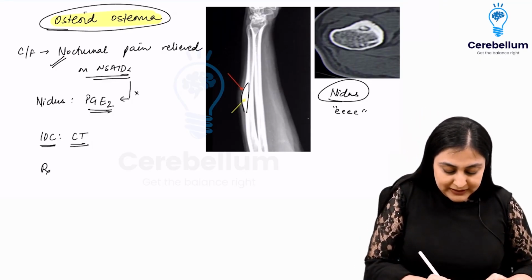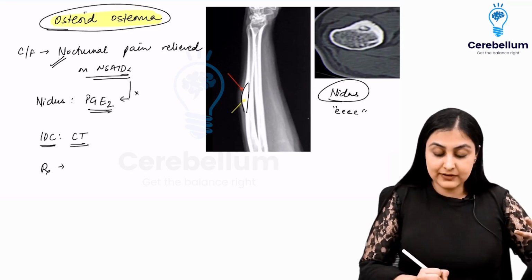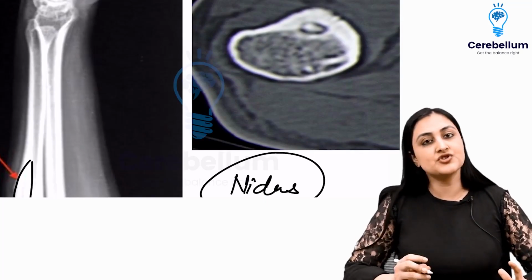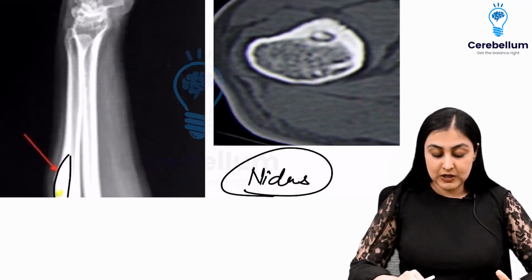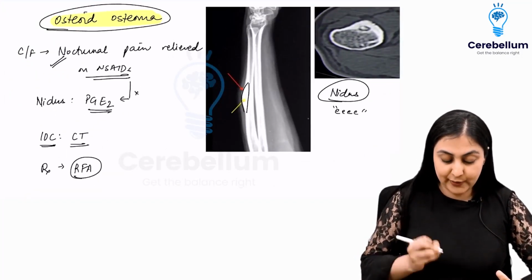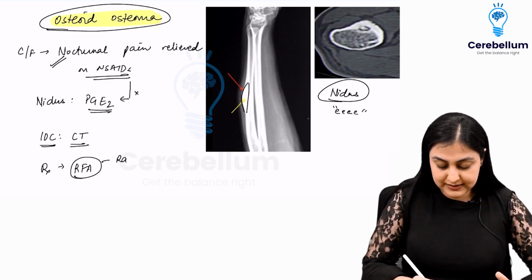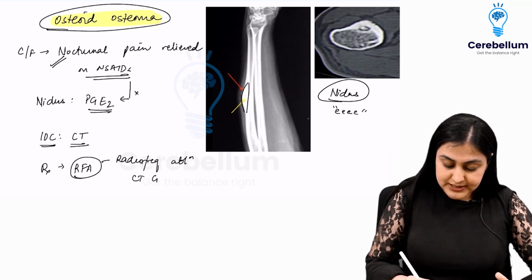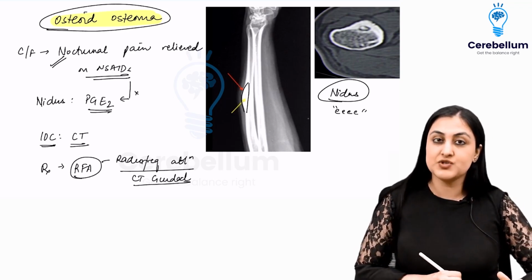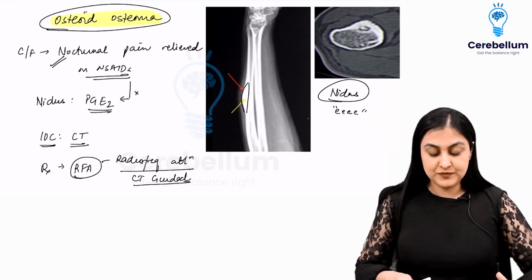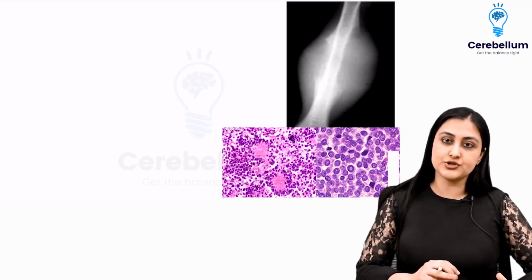What about the treatment? The treatment here is also unique, wherein all I gotta do is ablate this nidus. That's the one which is causing problems. It's a benign tumor. So all I gotta do is ablate this nidus. So what we do is RFA of the osteoid osteoma. This is radiofrequency ablation, and this is what we do under CT guidance. So this is CT guided RFA of the nidus, which is the treatment of choice for osteoid osteoma. Okay, so this is about the first diaphyseal tumor.